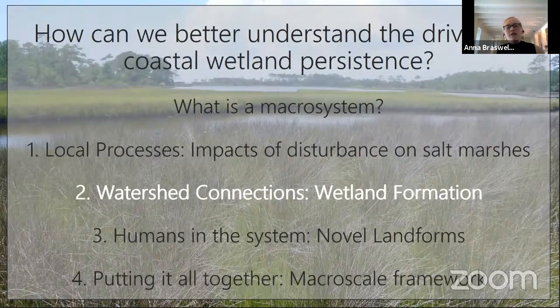So second, I want to talk about watersheds and how the connection to watersheds by marshes can lead to differences in marsh formation, and how humans can also cause marsh formation.